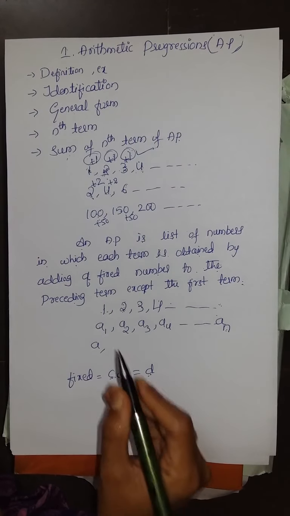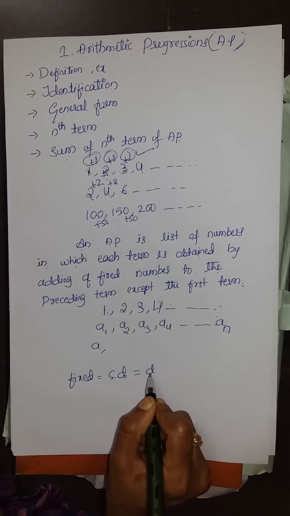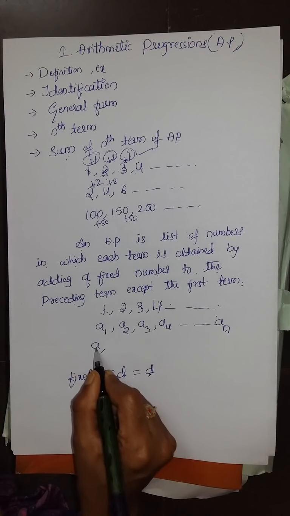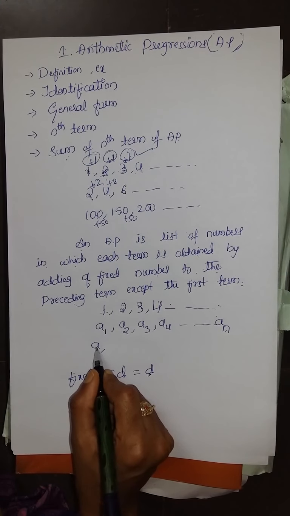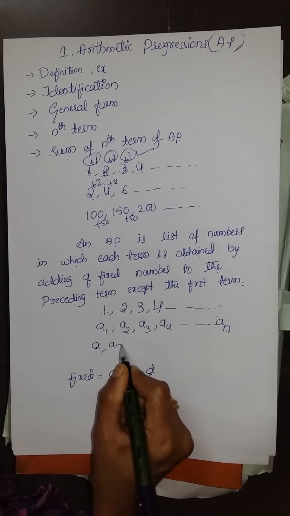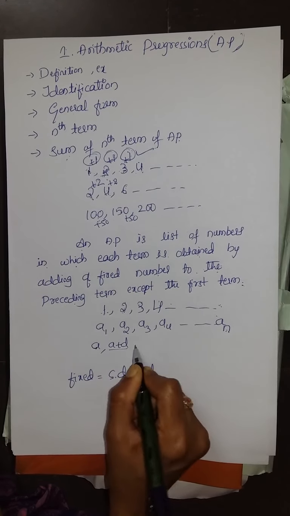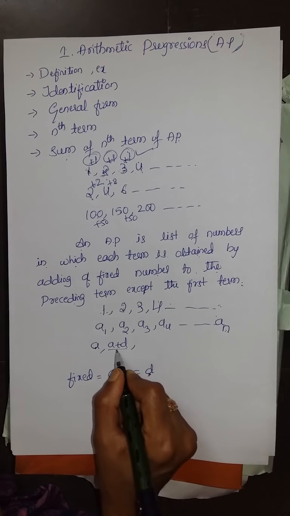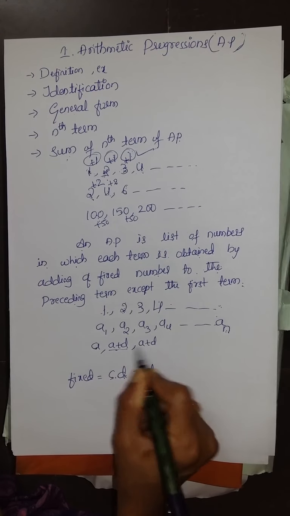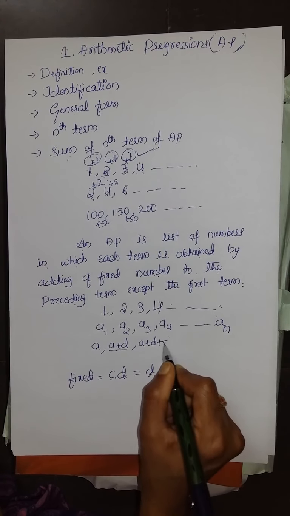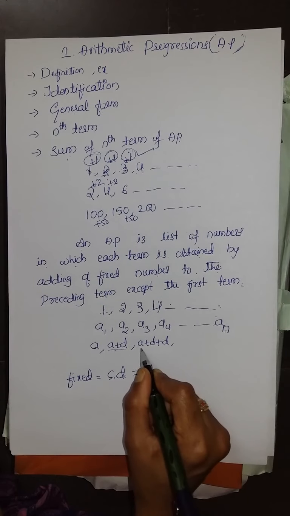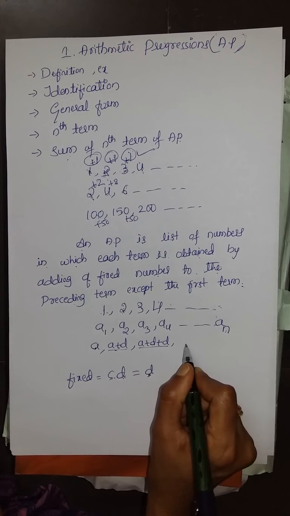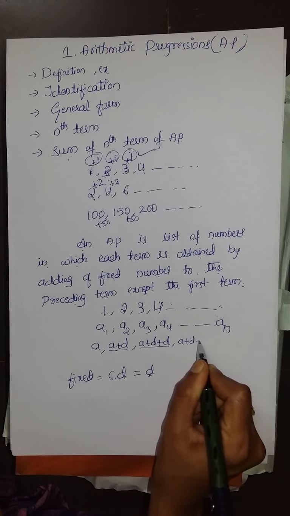When we add the fixed number to the preceding term, we get the next number. So here a is the first number. I add a fixed term to a, that is a plus d. We get the second term. To get the third term, we need to add the fixed term to the preceding term. a plus d is the second term, and we add the fixed term again. Then we get the next term.